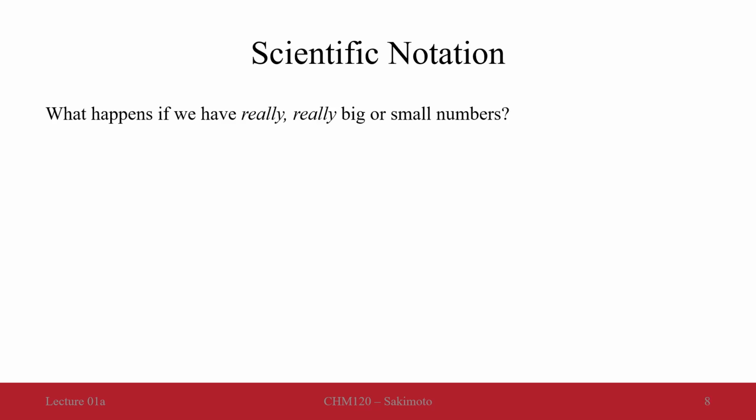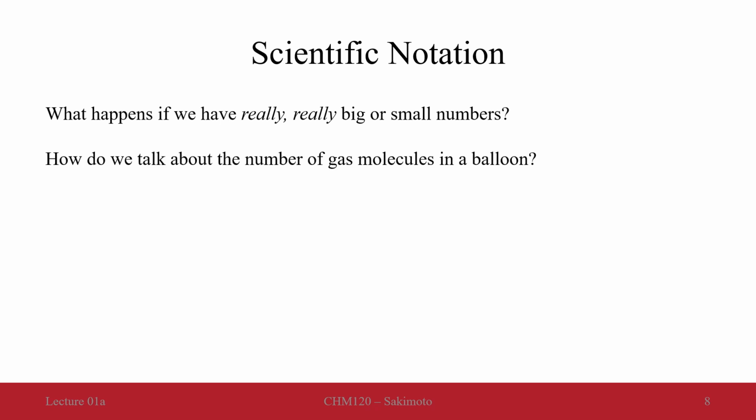Now, in many cases, if we want to write a large number like 1,000, we would probably simply write 1,000,000. But what if we want to represent a very, very, very big or very, very, very small number that has more than 3 zeros, potentially more than 20 zeros? Let's say we want to count and talk about how many molecules of gas there are in a helium balloon.